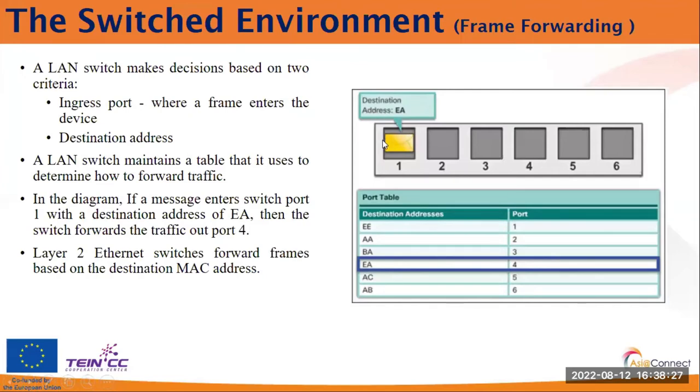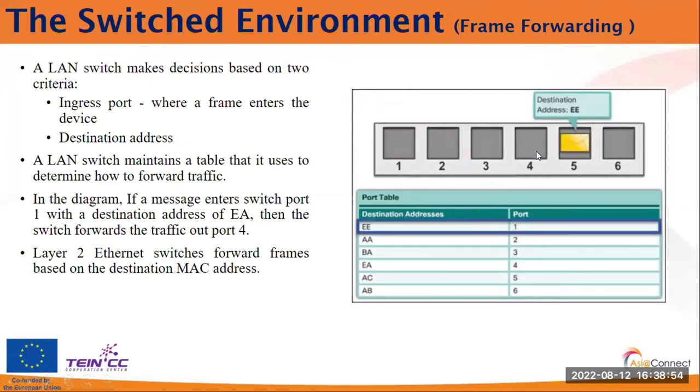So the switch has a message or frame where the destination address is EA, and it checks its port table. When it sees that EA corresponds to port 4, it transmits to port 4. There is another situation. Here, the message enters switch port 5 and has a destination address of EE. The switch looks up the outgoing port as before for EE and forwards the traffic to port 1. So that is how it works.